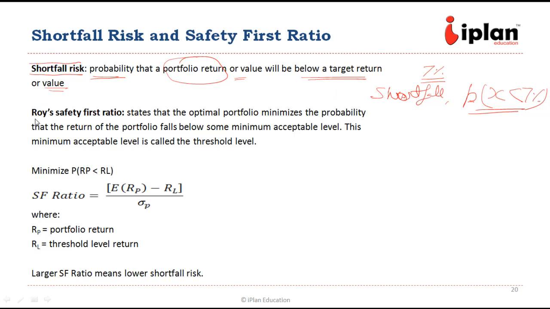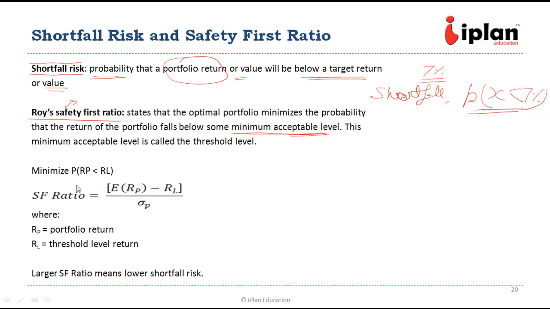Another important parameter is Roy's safety first ratio. What does safety mean here? Safety first indicates that there is a minimum acceptable level of return that has to be achieved in the portfolio without taking any further risk to increase the return. So this is the minimum acceptable level.